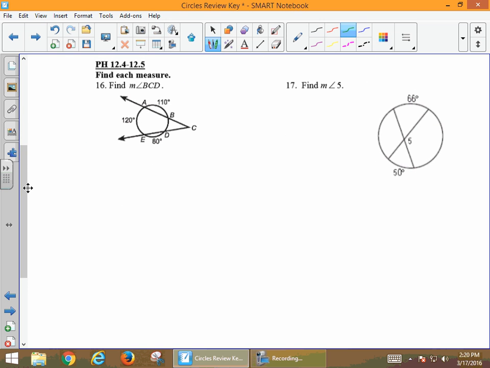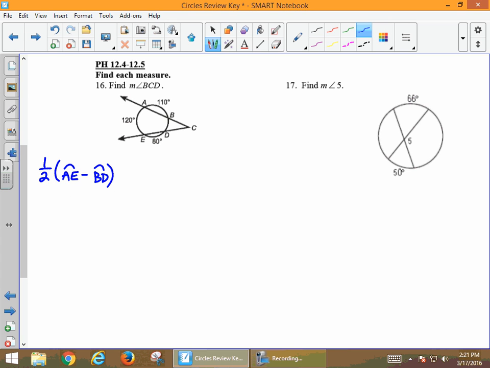Let's take a look at 16 and 17. 16 and 17 deal with finding angle measures of secants that cut through a circle and intersect. So we have two different situations. In 16, they intersect outside, which tells me that the angle is equal to half of the difference of the two arcs. And then in question 17, they intersect inside, so it's half of the sum of the two arcs. So I have to do half of arc 1, so AE, minus BD. That will give me the measure of angle BCD.